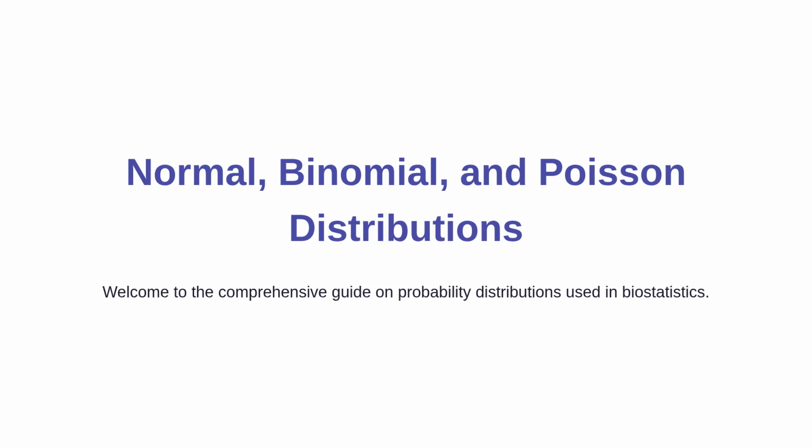Welcome to the fascinating world of probability distributions. Imagine you are a scientist trying to predict the future, like guessing how many patients will recover from a disease or what the average height of a plant will be. By the end of this guide, you will understand exactly how to use the binomial, Poisson, and normal distributions to solve real-world biological mysteries.